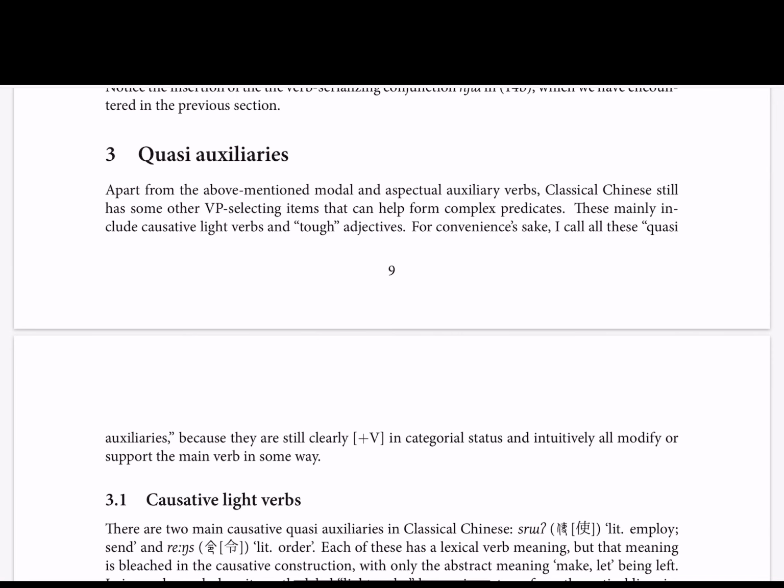So above we have learned the real auxiliary verbs in classical Chinese, and next I'm going to learn what I call quasi-auxiliaries, which are also VP selecting items that can help us form complex predicates, but are usually not considered auxiliary verbs in textbooks. These mainly include some causative-like verbs and some vocabulary items that are known as tough adjectives. Let's begin with the causative-like verbs.